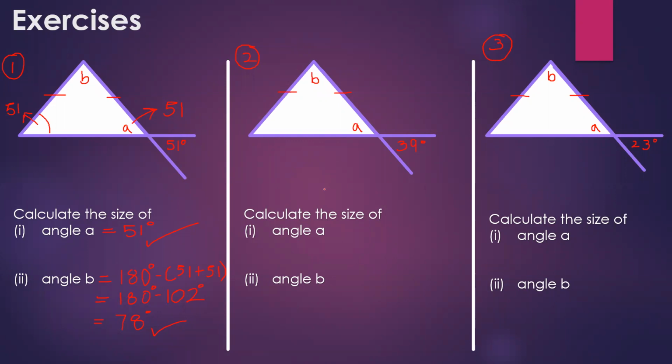Alexandria, can you help me with number 2, please? Okay, number 2, A is 39. Why is A 39? Because it's vertically opposite to 39. Very good. These two are vertically opposite, and vertically opposite angles are equal to each other. Is Moesha still there? I think Moesha left.